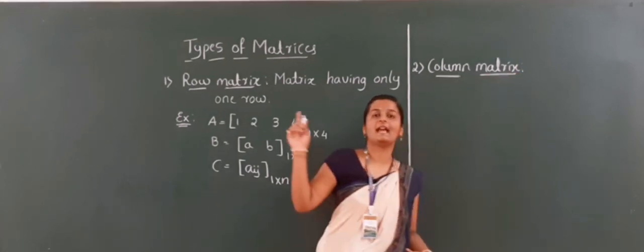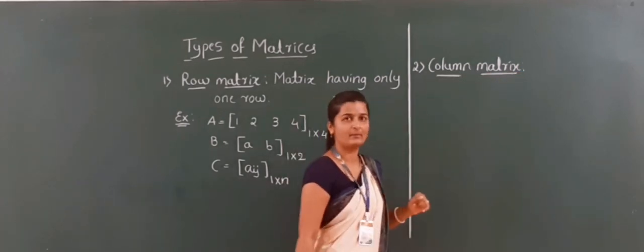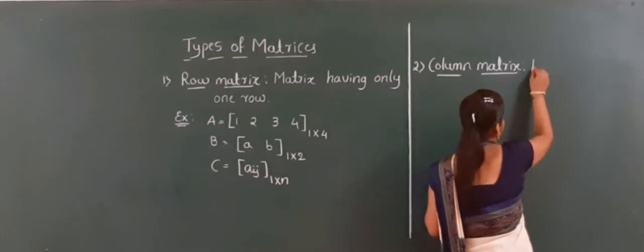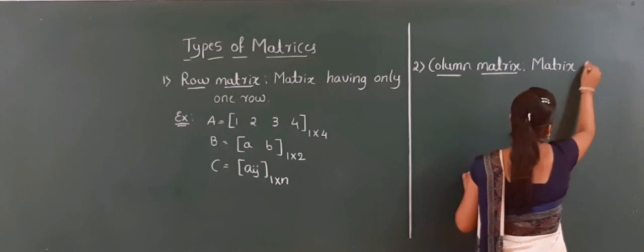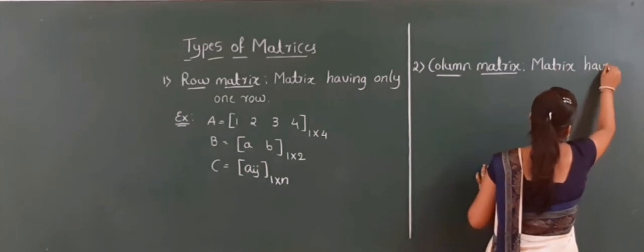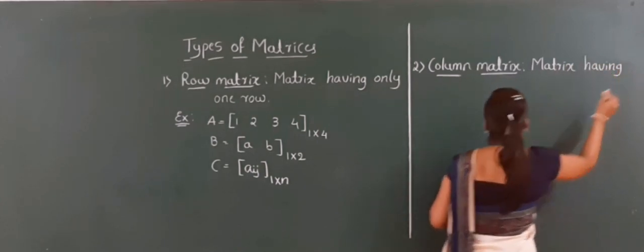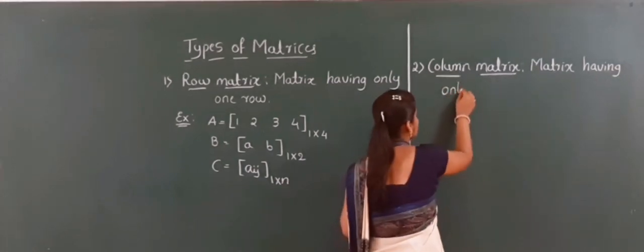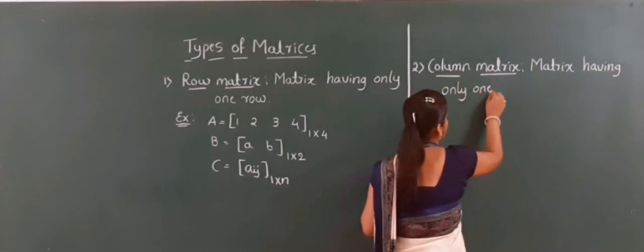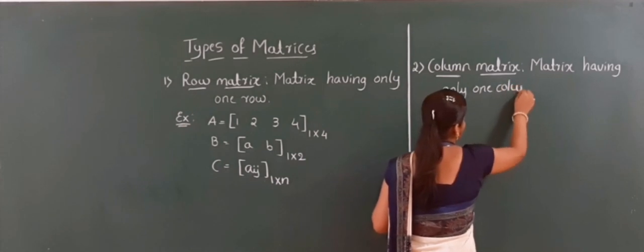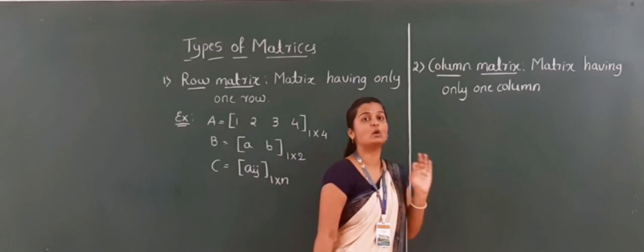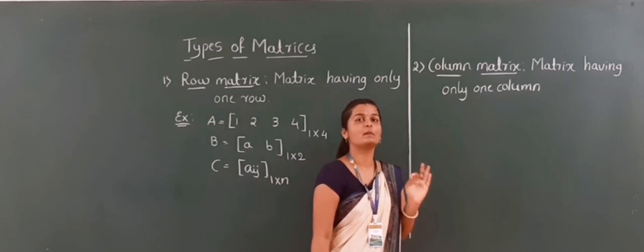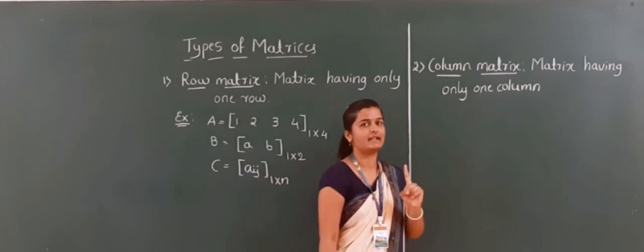Similarly to the row matrix, how can we define a column matrix? A column matrix is a matrix having only one column. Okay, so the definition is a matrix having only one column. So the number of columns present in this matrix is exactly 1.